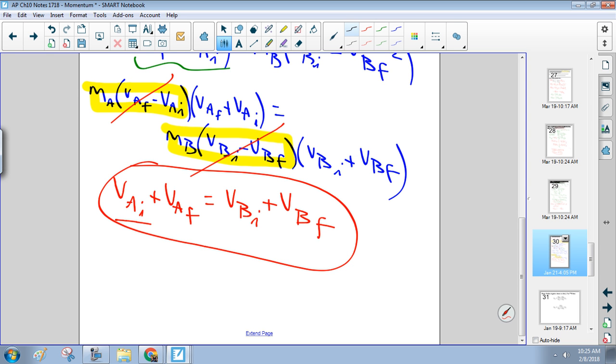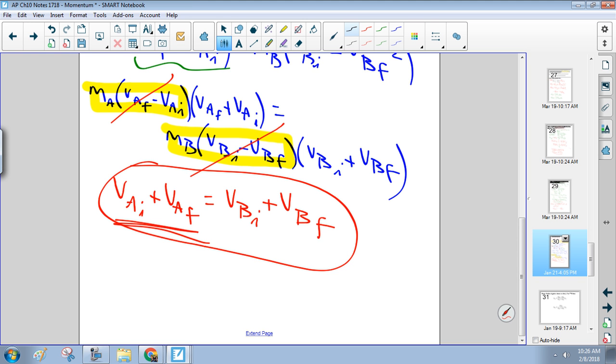Now, what does this mean? Absolutely nothing. This really has no significant meaning. Do you know what I mean? Does it make sense to add an initial and a final velocity? Like, if I'm driving at 10 meters a second and then I speed up to 20 meters a second, is there any significance to 30 meters a second? Does it mean anything? No. So, this is how I always remember it.